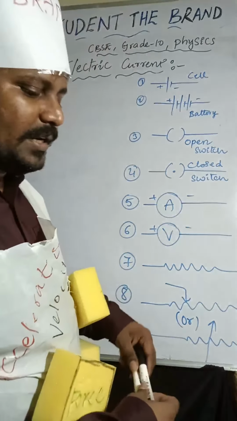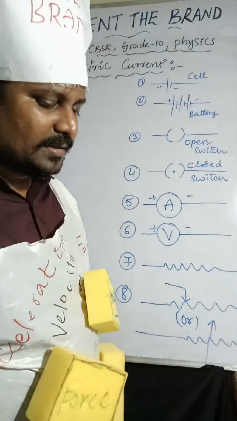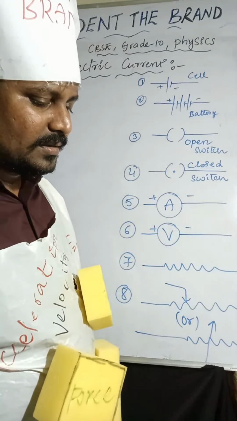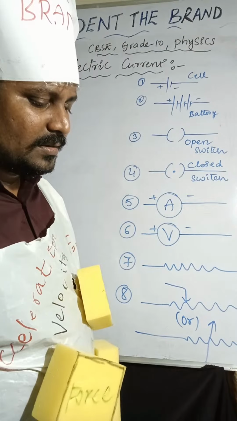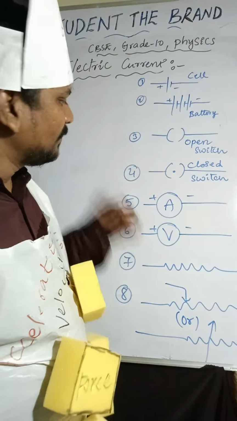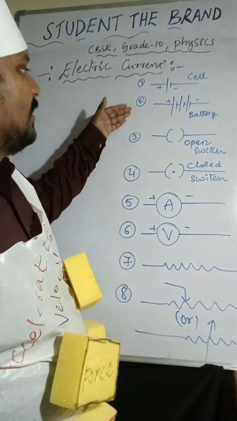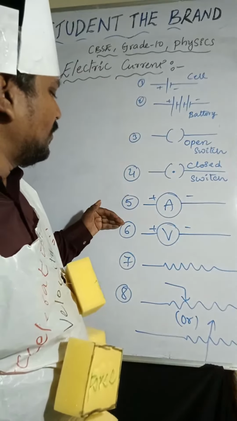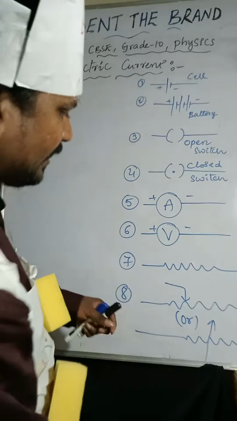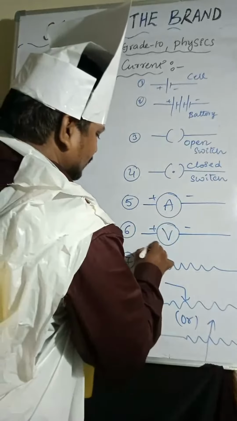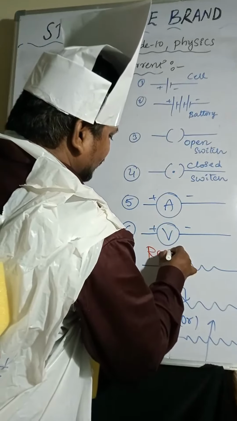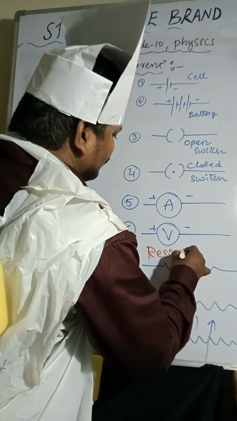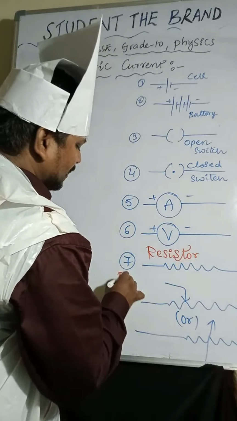Now you can observe here: cell, battery, open switch, closed switch, ammeter, voltmeter, resistor. Here is the resistor, so I am taking the resistor here. This is the resistor, and this one is the rheostat.